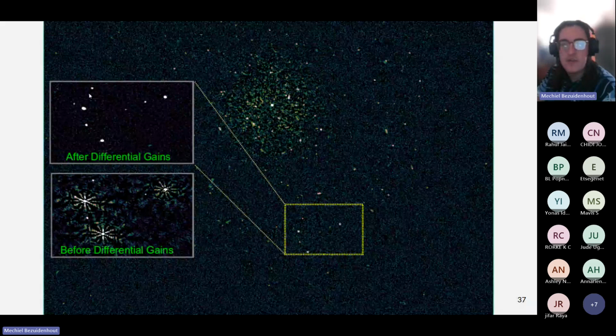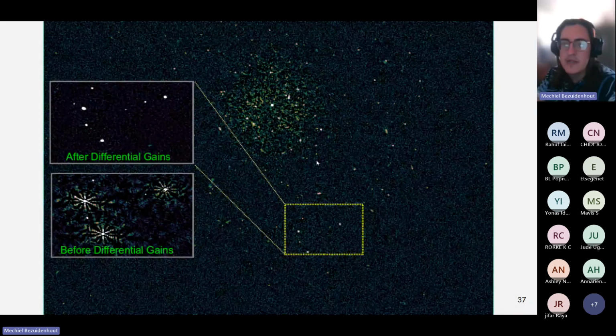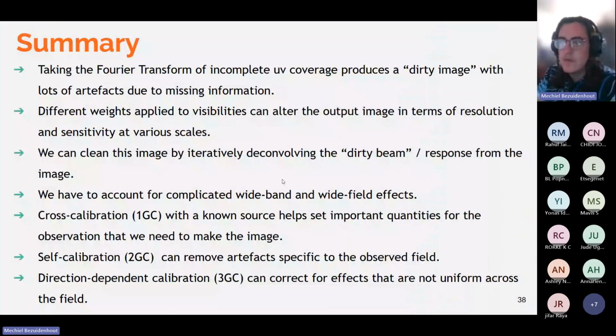So in the wide field domain that we are in currently with MeerKAT and so on, these 3GC calibrations are very important, especially if you're observing a source that covers a large part of the sky. And there are various different schemes that implement corrections for these 3GC effects in software. You might be familiar with DDFacet, for instance, is one of these 3GC calibration steps. Right, so that's a very surface level overview of this topic.